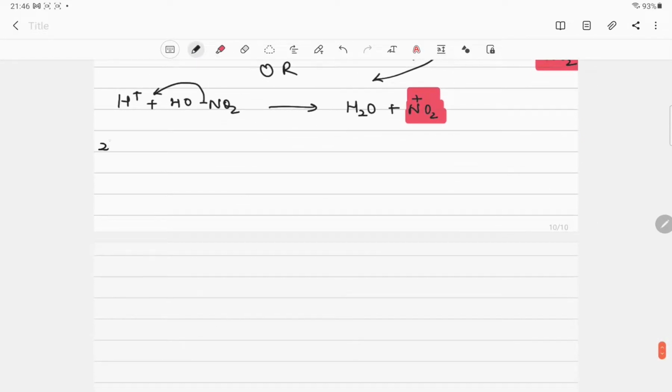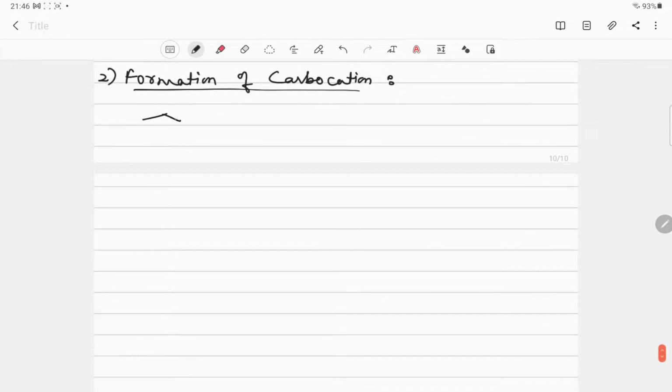Now moving to the second step of this mechanism: formation of carbocation. This electrophile will be attacking the electron rich side. What is the electron rich side? The pi bond. So this NO2 plus will be attacking any of these pi bonds. Say, for example, it is sharing this pair of electrons. So that is how the carbocation formed will be like this.